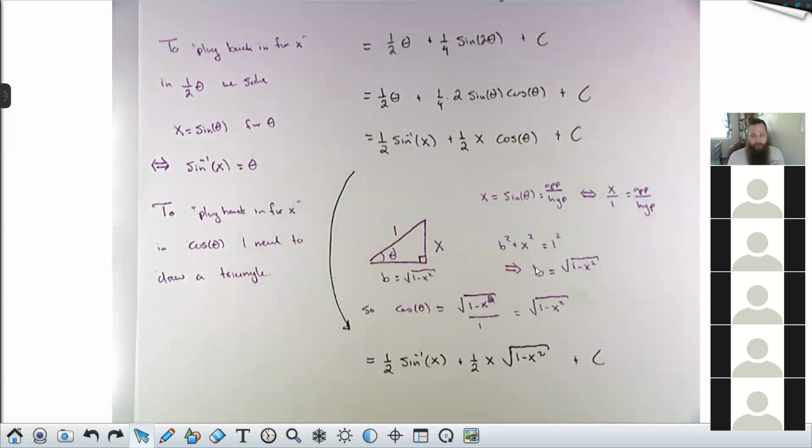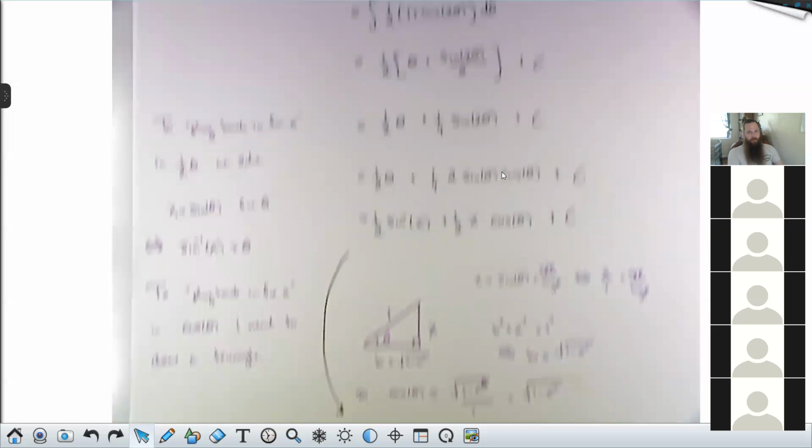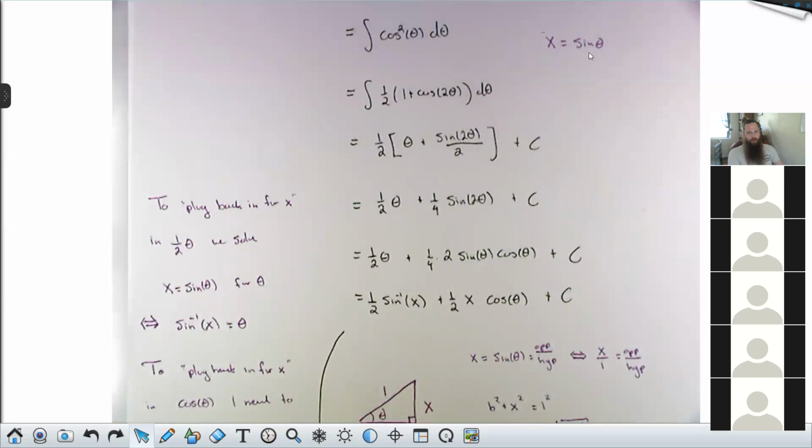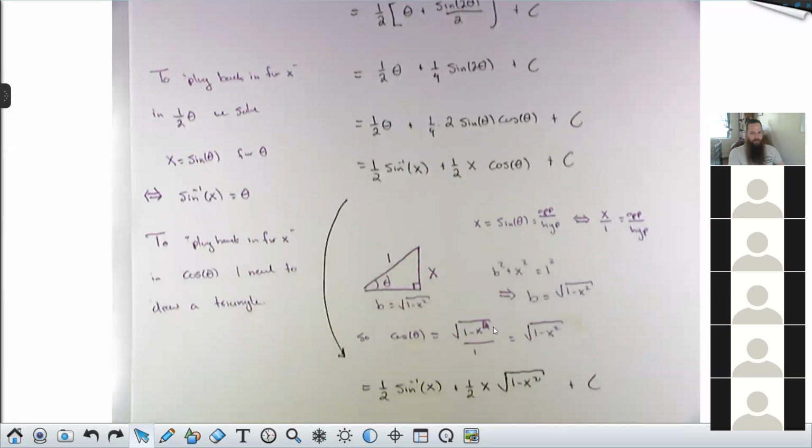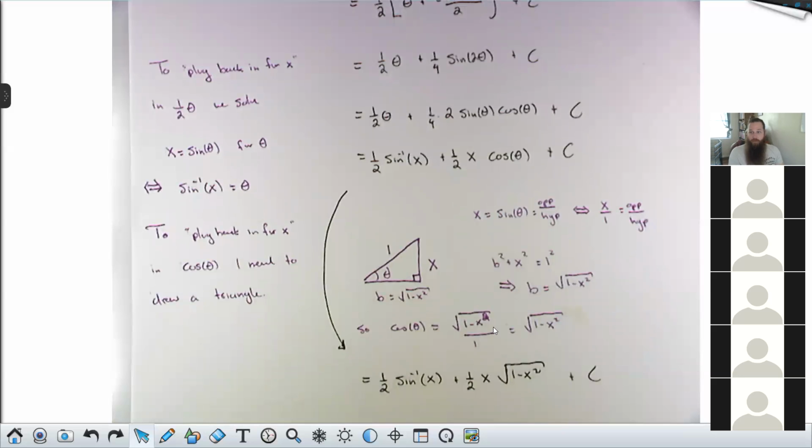Kind of nasty, right? Did I ask where you got the sine theta equals x over 1? This is from the substitution. So remember at the very start of this, we made the substitution x equals sine theta. So what we're doing here is I'm using my original substitution to flesh out the relationship between theta and x.